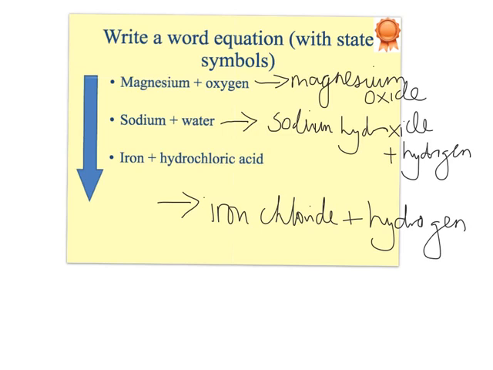What you can do is you can put some state symbols in here. So magnesium is a solid, oxygen is a gas, and it's making magnesium oxide, which is a solid. Sodium is a solid, water is a liquid, sodium hydroxide is an aqueous solution, hydrogen is a gas, iron is a solid, hydrochloric acid, worth learning this one, is always an aqueous solution, just like sodium hydroxide. Gives you iron chloride. Now this will be dissolved in the water that is also present, and hydrogen gas.